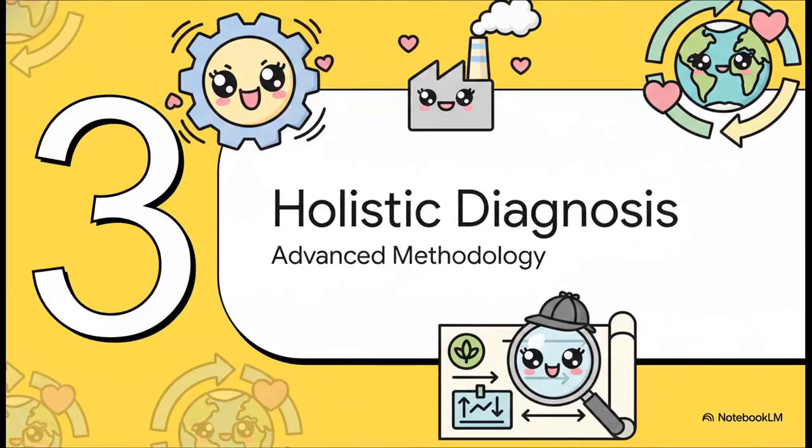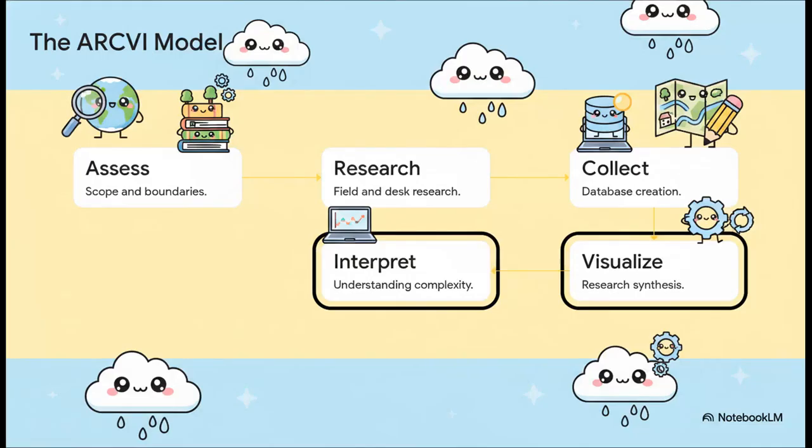Which brings us to part 3, the holistic diagnosis approach. Derived directly from the systemic design discipline, holistic diagnosis is specifically tailored to analyze human-made industrial processes and basically help transition them toward a circular economy model. It uses what's called the ARC-VI structured process to tackle these networks.